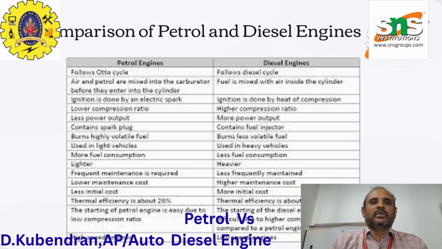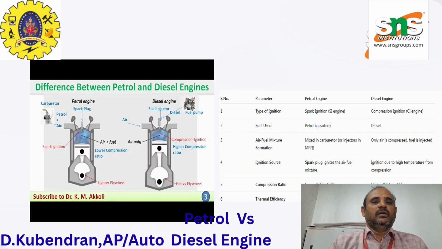The next parameter is fuel consumption. Fuel consumption is higher in a petrol engine and lower in a diesel engine, which we describe as more mileage in a diesel engine. Compared to the petrol engine, the diesel engine gives more mileage. Maintenance cost-wise, in a petrol engine the maintenance cost is generally less, but in a diesel engine it is higher due to heavy parts and the fuel system. So diesel has some disadvantage in maintenance cost.